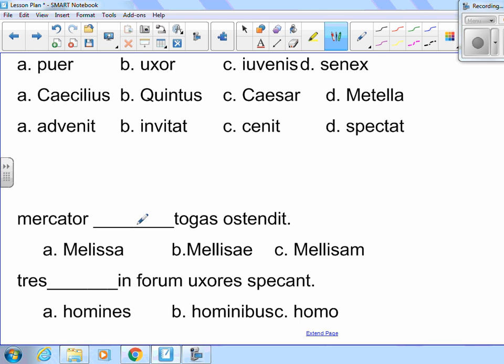I've already got a nominative, the merchant. The merchant showed something, because that's my verb, showed something. Do I have an accusative? Togas? Yes, I do. The merchant showed togas. What am I missing? Well, I don't need an accusative. I am missing the dative. Showed the togas to Melissa. I look at that -ae, that's my dative singular ending for the first declension. That's why I'm using the dative.